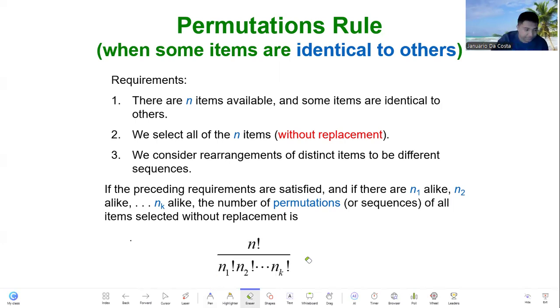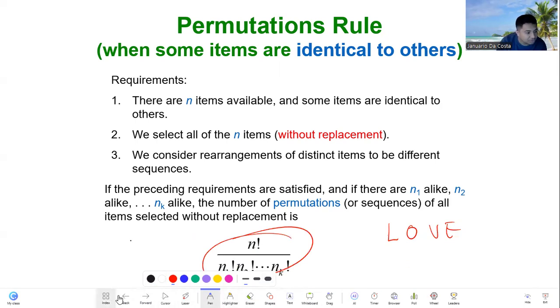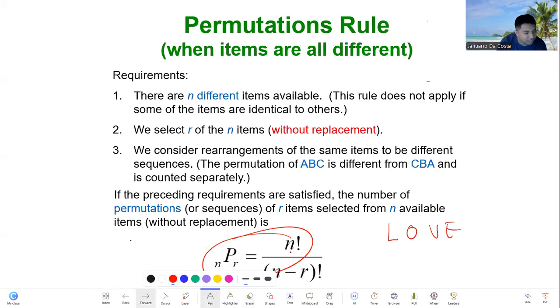Correct. Either they are identical or non-identical. Okay, the rule is this. If they are identical to others, with n1 alike, n2 alike, up to nk alike, we divide by n1 factorial, n2 factorial, and so on. If there is no identical item, then we will not use this formula anymore. We will use this formula instead.